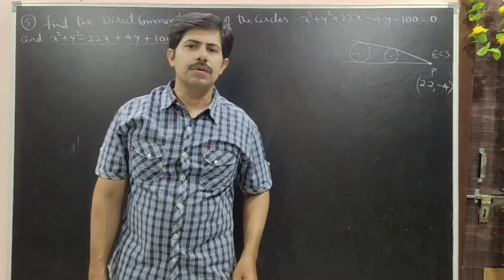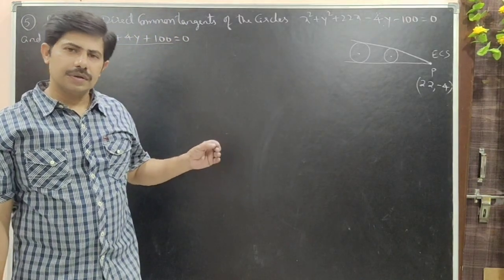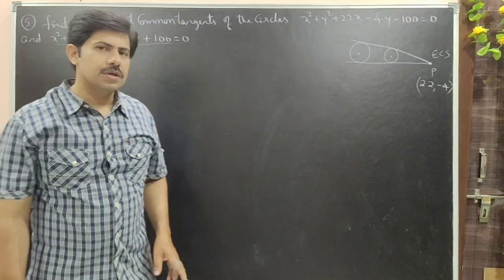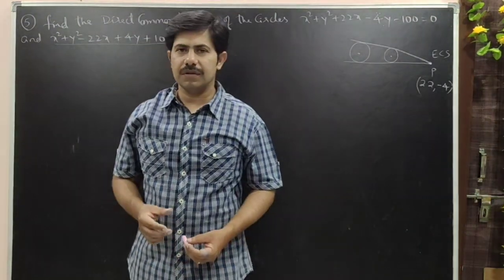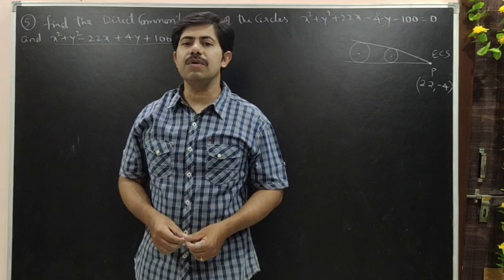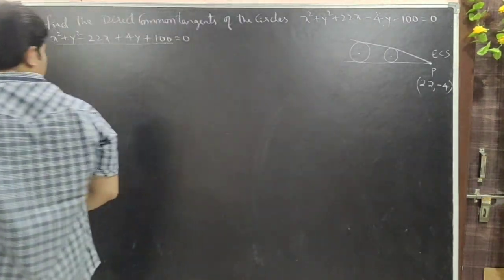So we got the point. Now we find the equation of the direct common tangent. Before finding this equation, we have one formula, the equation of pair of tangents. So what is the equation of pair of tangents?